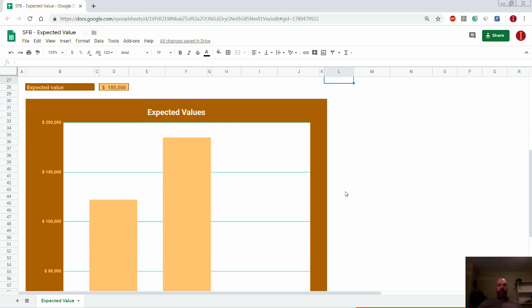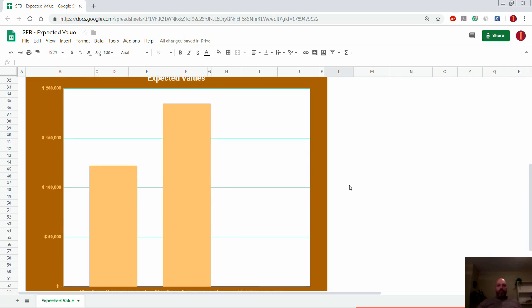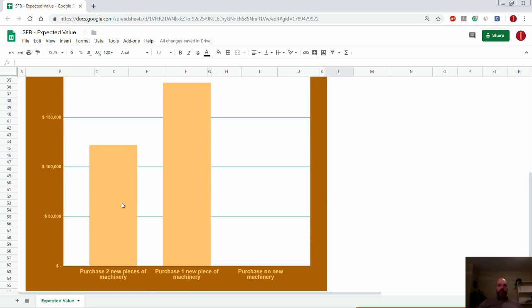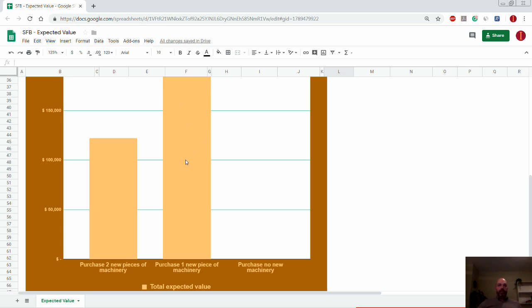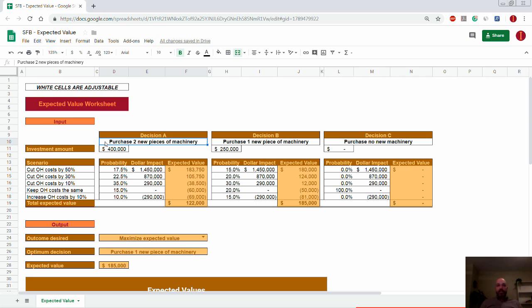Like usual, I include a handy dandy chart just to illustrate the most important concepts from the workbook, and this one is short and sweet, so it's pretty straightforward. It just charts those expected values. You can see number one here at 185,000, and not much to it. Hopefully you can see the line of thinking here, basically evaluating decisions against each other and trying to choose the optimal decision. It's a pretty simplistic way to look at things.